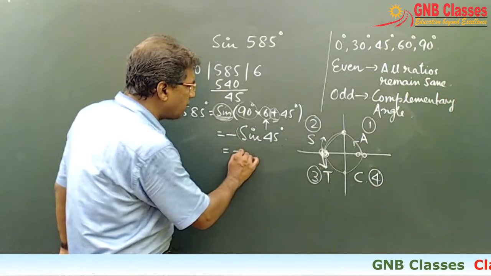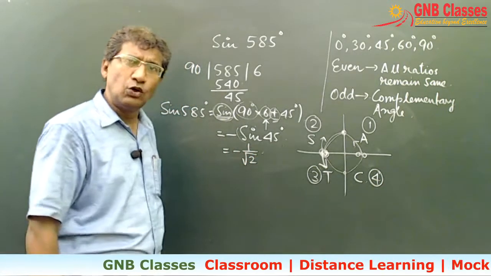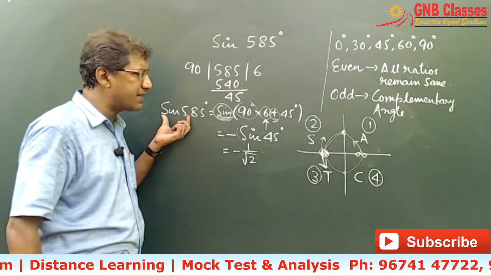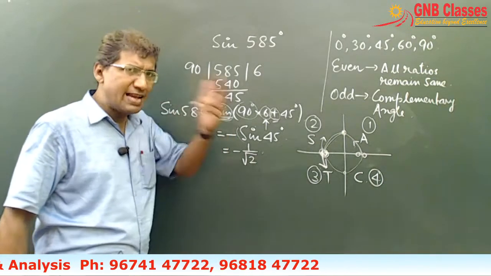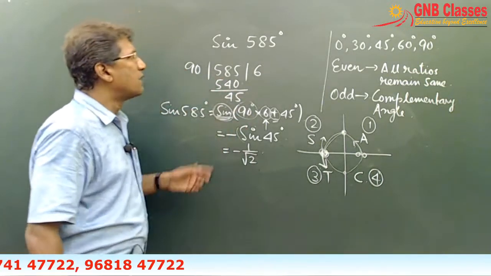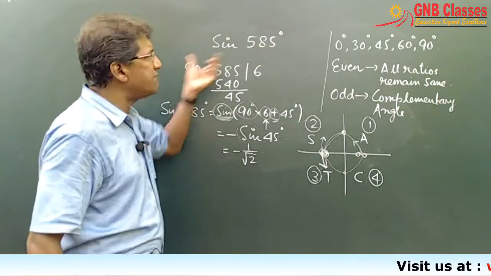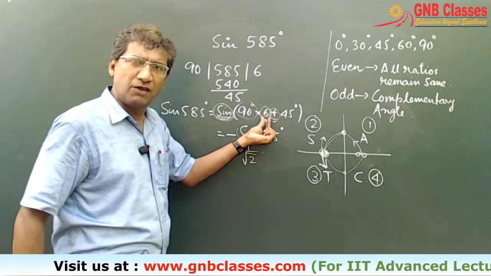Okay. So now this thing will become minus 1 by root 2. Therefore, the value of sine 585 degrees is nothing but minus 1 by root 2. Have you understood this? Again, I am summarizing what I have said. First of all, whatever angle is given to us, we will divide it by 90 degrees and we will write the angle in this fashion. And then we will check what is the multiple of 90 degrees.